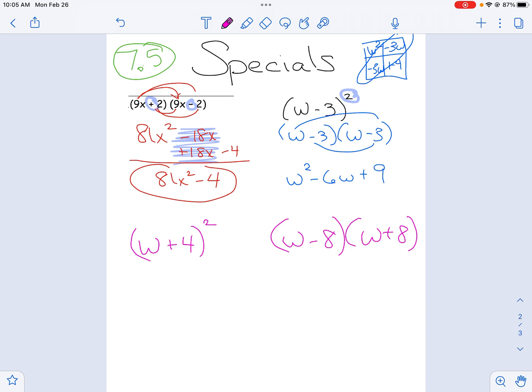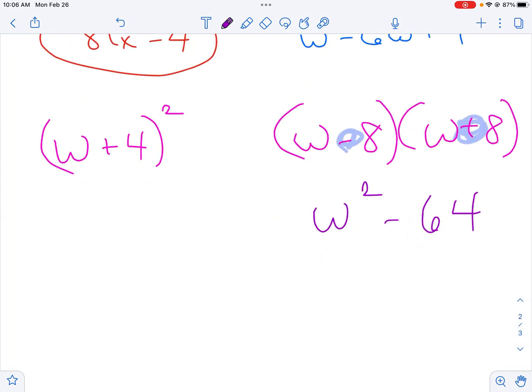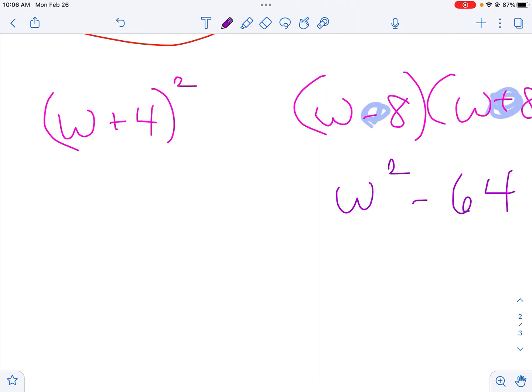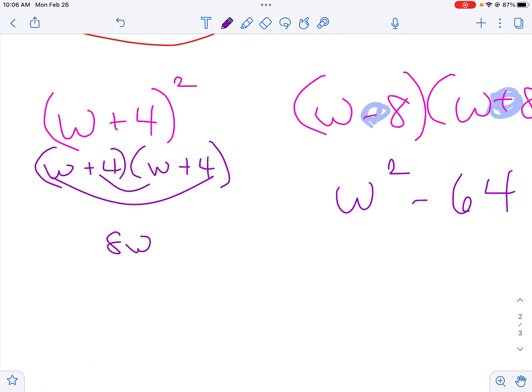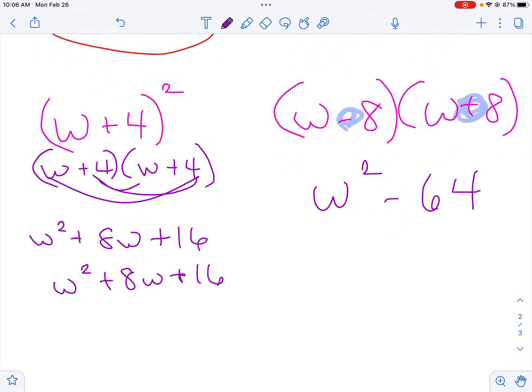I should know, because I know about specials, which one is going to do what. So I notice these are the same but opposite, which means the inside and outside terms are going to cancel. And my final answer for that one is going to be W squared minus 64. Done. Or on the flip side of that, this one has two of the same. So insides and outsides are going to be 8W. And 4 times 4 is 16. And we always start with the W squared. So neater, that is W squared plus 8W plus 16.